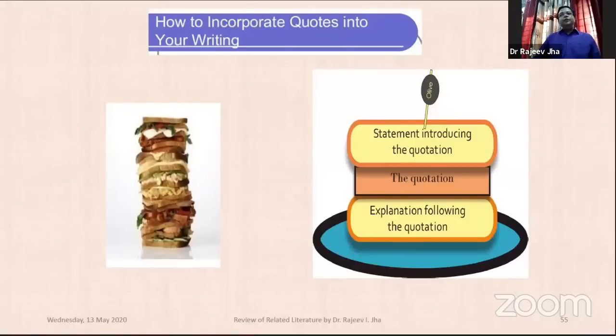Quotation means you should have a statement introducing the quotation, then the quotation, and then followed by the explanation why you are having it. So it should be justified. It shouldn't be just to make the volume of your review of related literature.